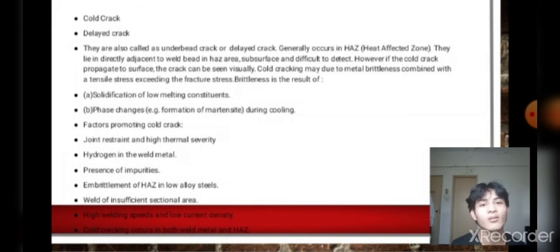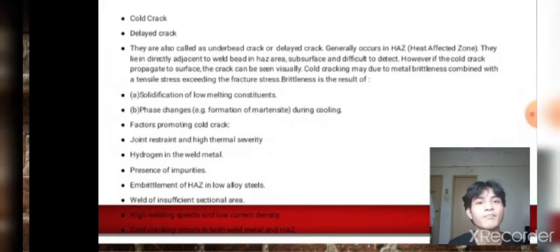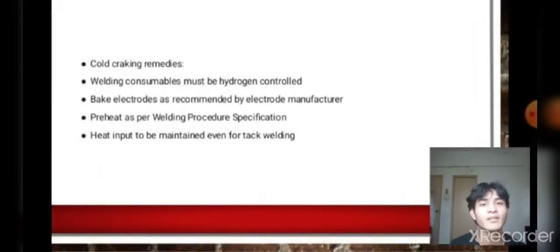Factors promoting cold crack: joint restraint and high thermal severity, hydrogen in the weld metal, presence of impurities, embrittlement of the HAZ in low alloy steel, weld of insufficient sectional area. Cold cracking remedies: welding consumables must be hydrogen controlled. Pack hydrogen as recommended by electrode manufacturers. Preheat as per welding procedure specification. Heat input to be maintained even for tack welding.